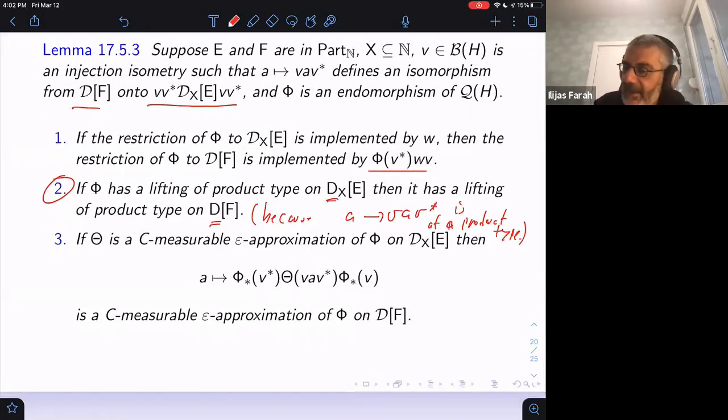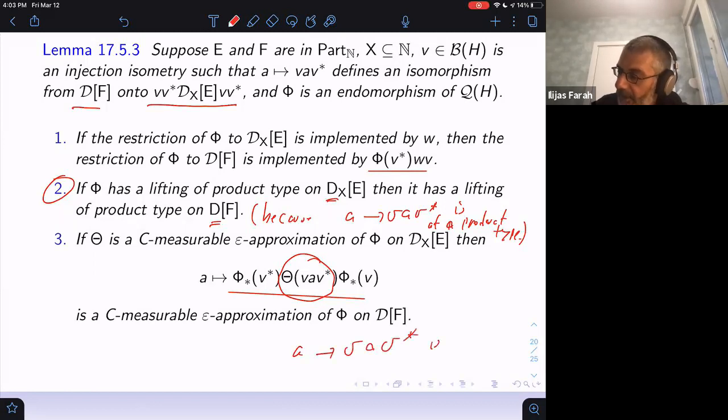And part three, if theta is a C measurable epsilon approximation, which is actually what we'll be having to deal with, of phi on D of E, then this A goes to phi star of V star theta of V A V star phi star of V is a C measurable epsilon approximation of phi on D of F. Now this is exactly the same formula as before, except that here you don't have conjugation. You're just applying this C measurable epsilon approximation. And the point here is that this A goes to V A V star is C measurable, and it's an isometry, right? So if you compose two C measurable maps, what you get is C measurable, and if you compose an epsilon approximation with an isometry, you get an epsilon approximation.